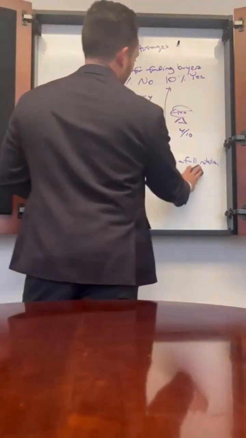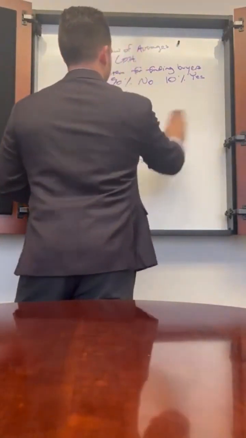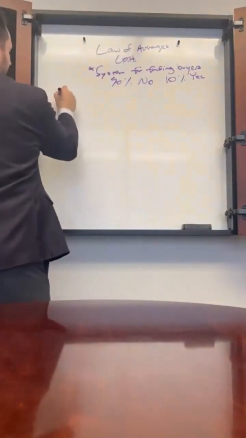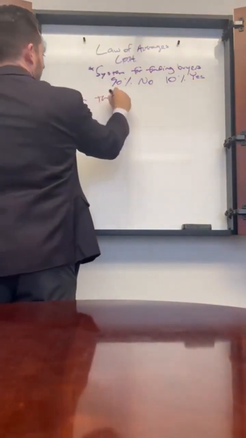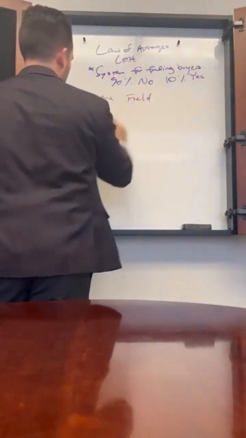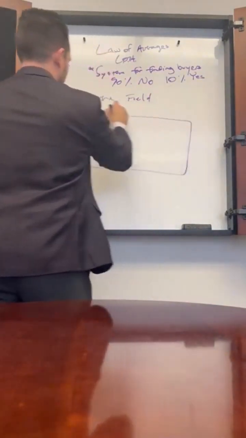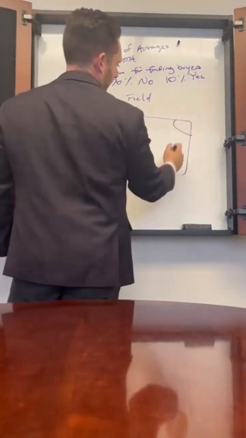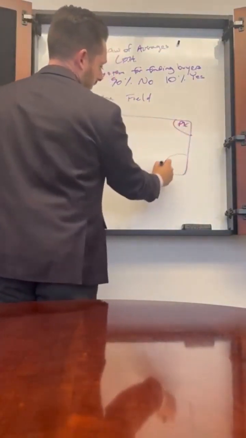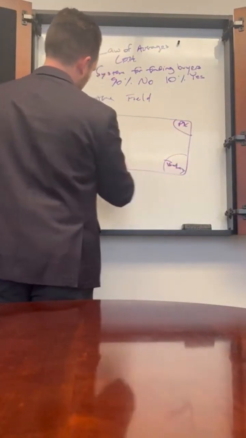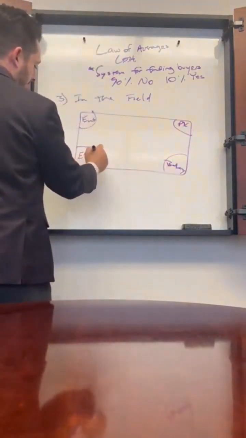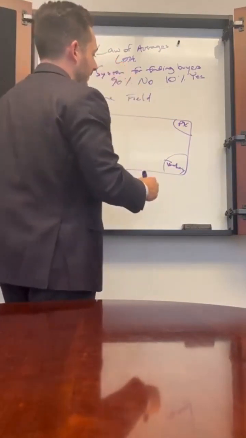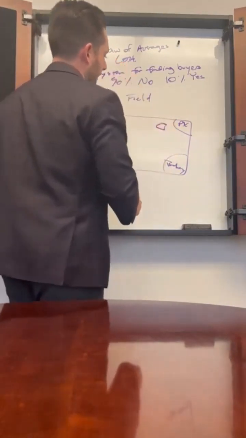Number 3, in the field. All right, in the field. I'm going to try to draw out the Sam's Club layout here. So we've got our entrance. So we've got the pharmacy, bakery, electronics. Okay. So let's say my event is set up right here.